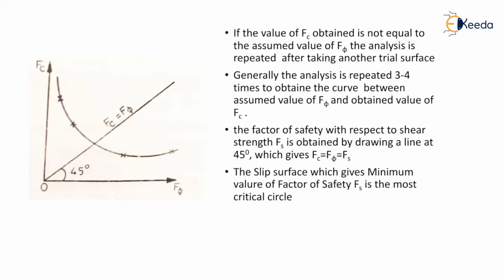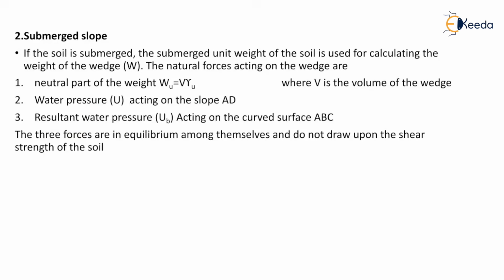The factor of safety with respect to shear strength, Fs, is obtained by drawing a line at an angle of 45 degrees, which gives FC equal to Fφ equal to Fs, meaning the factors of safety with respect to cohesion, friction and shear strength become equal. The slip surface which gives the minimum value of the factor of safety Fs is the most critical circle. The method we have discussed till now is for the dry condition. Now we will discuss the condition of a submerged slope.